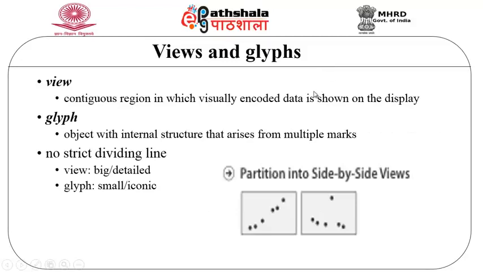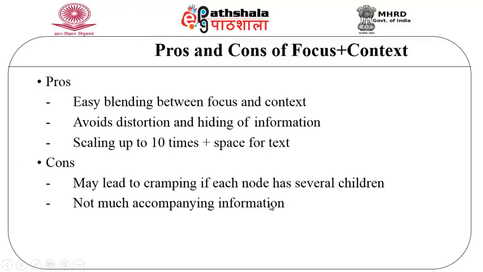In the case of views and glyphs, we need to look at the contiguous region in which the visually encoded data is shown on the display, which is a side-by-side view. In a glyph, the objects with internal structure that arises from multiple marks are shown. There is no strict dividing line. So if you look at it, a view is big or detailed. In the case of a glyph, it is small or iconic in nature.